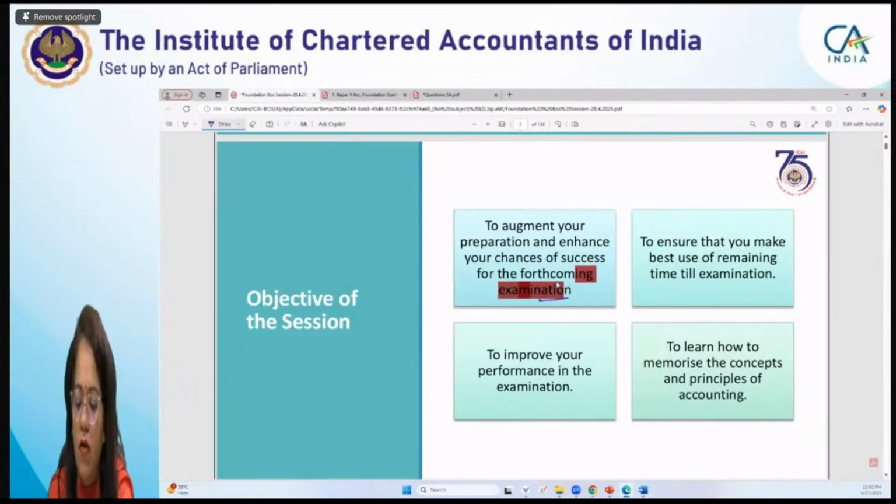Your forthcoming exam. I would want you to prepare well, and if you have already prepared well, I would want to let you know how to write in the examination so that you can study well and you can perform well at the time of your examination. To ensure how to make the best use of your remaining time till examination, to improve your performance in the examination, and to memorize the concepts and principles of accounting.